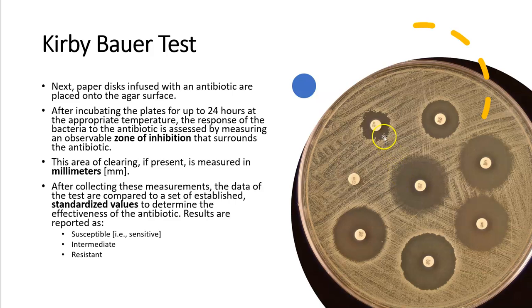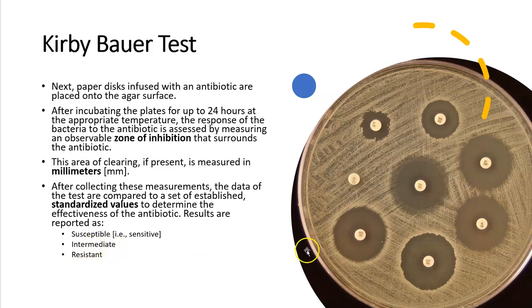Now, when you see very small zones of inhibition, like what we see here, or certainly no zone of inhibition, that's pretty bad. That means that this bacteria, whatever it is, is likely highly resistant to this antibiotic and still able to grow in the presence of the antibiotic. So a big zone of inhibition, that's good. That means the bacteria is probably susceptible or sensitive to the antibiotic. Little or no zone of inhibition, that's bad. That means the bacteria are probably highly resistant to the antibiotic.